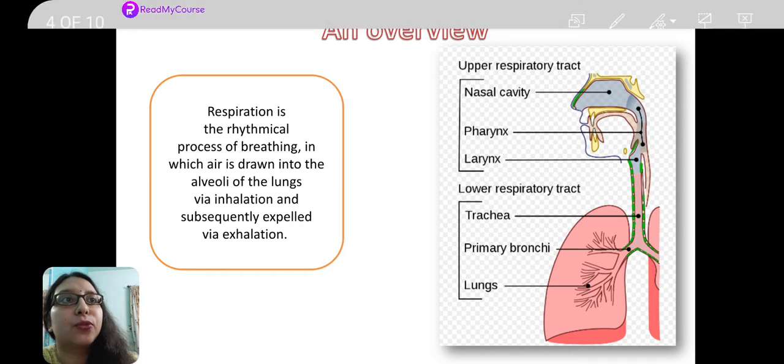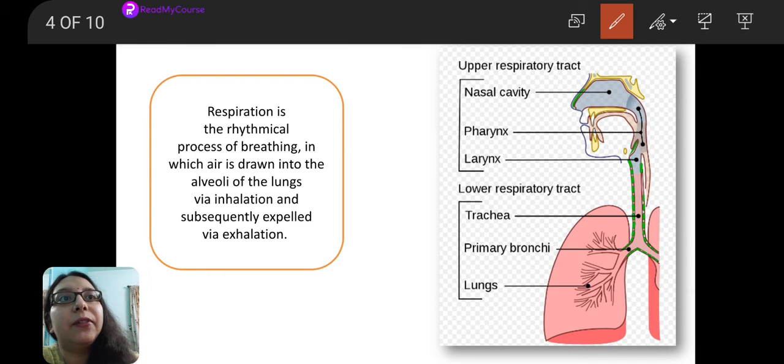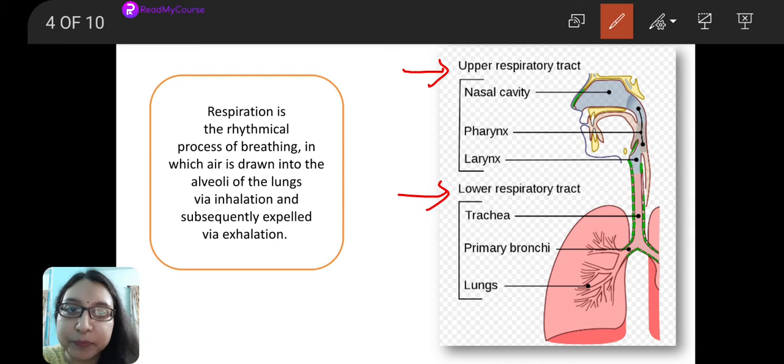Have a look at this picture over here. It can be divided into the upper respiratory tract and the lower respiratory tract. The upper respiratory tract starts with the nose, the nasal passages. As we take in the air through the nasal passages, it is moving from the nose to the pharynx. The pharynx is the common passage for the passage of food as well as air. After that, it is moving to the larynx. This larynx is also known as the sound box.